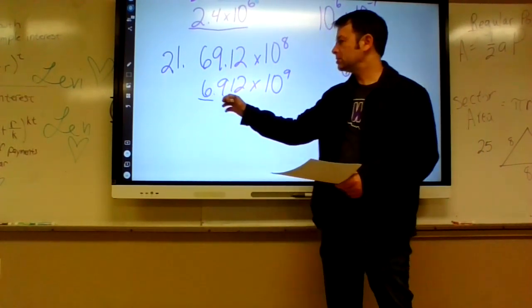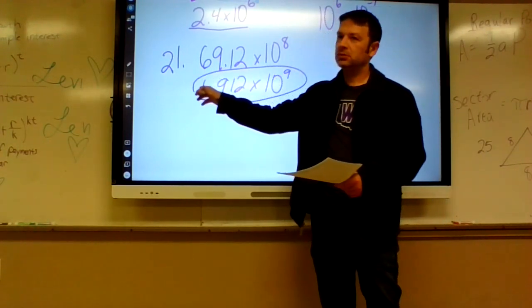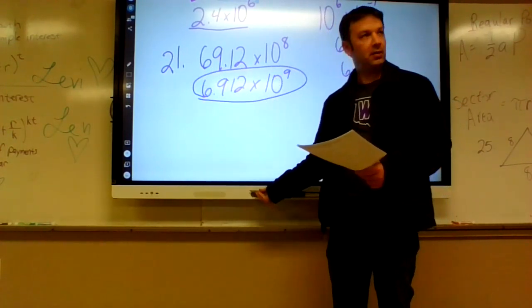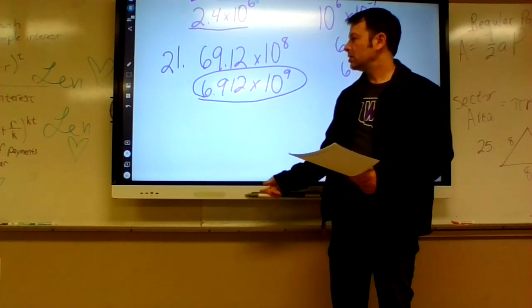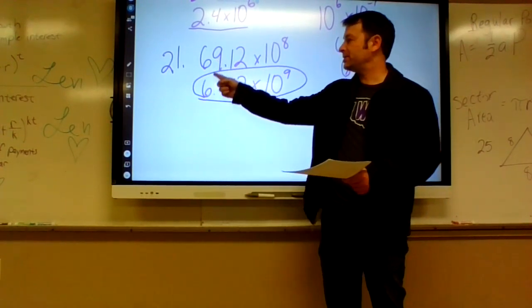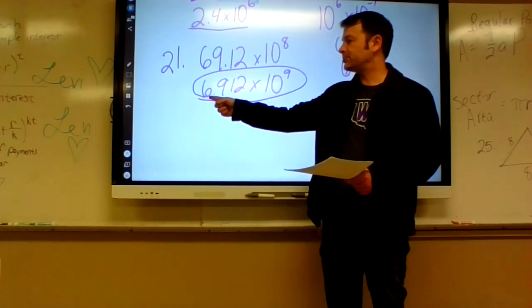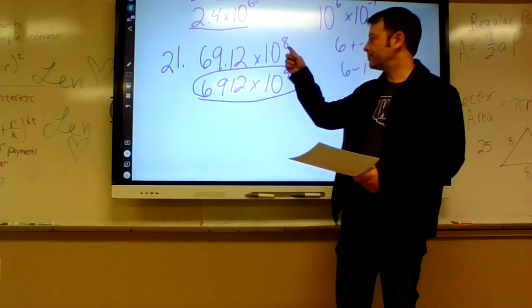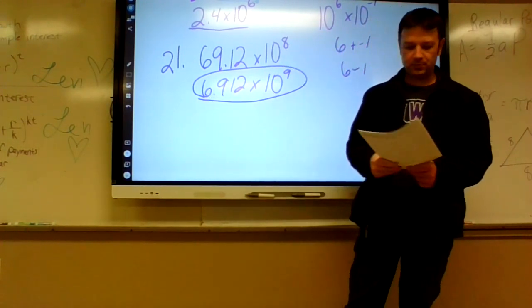Ding, ding, ding. Because you're making it smaller. 69 turns into 6. That's small. So this needs help to get it bigger.